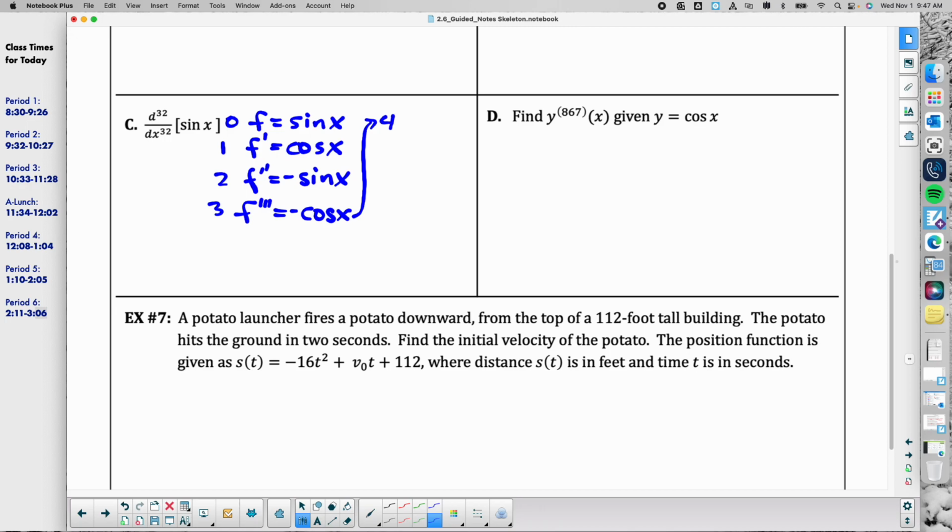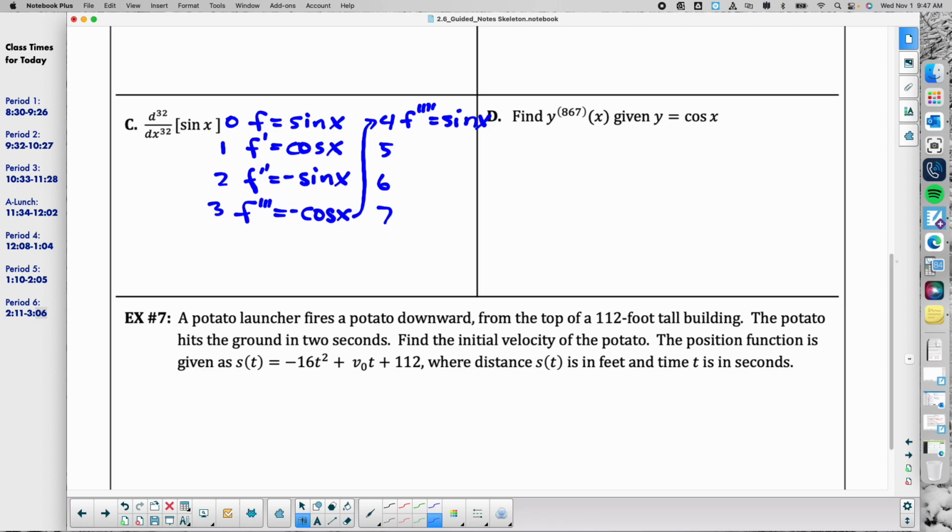The fourth derivative starts repeating. I wrote 4, whatever. I should have just put a 4. But yeah, it turns back into positive sine. So sine and cosine derivatives are cyclical. They go in cycles of 4. So I wrote this up here to help you figure out the pattern. So it obviously is multiples of 4 in a sense.